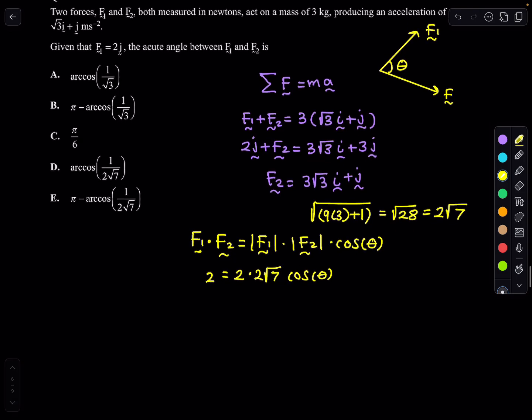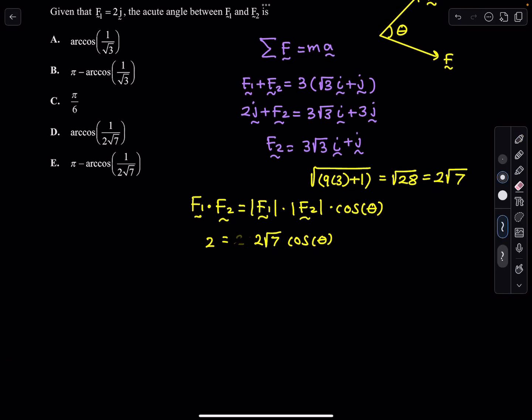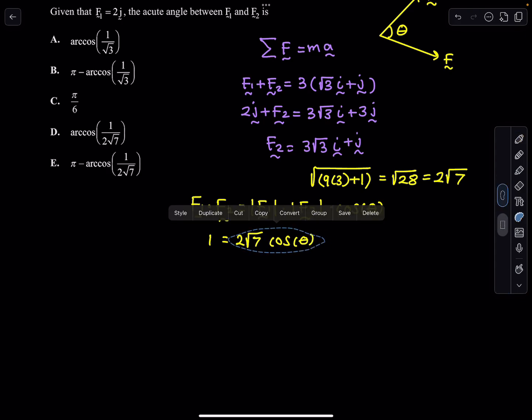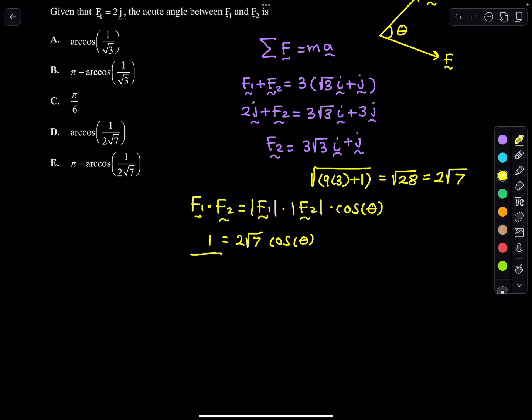Okay. Now, you can take these 2's out because they're multiplication here. That becomes a 1 here. And now divide both sides by 2 root 7. That's going to give you your cos theta. And of course, we can find our angle by stating that theta is just the cos inverse. Now, be careful. This is an acute angle.